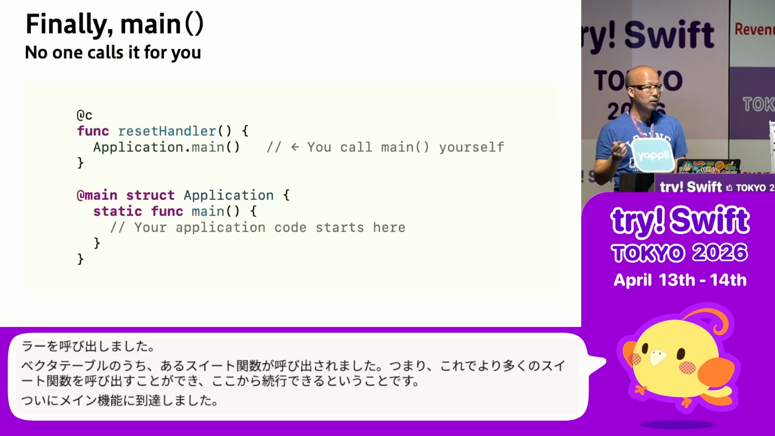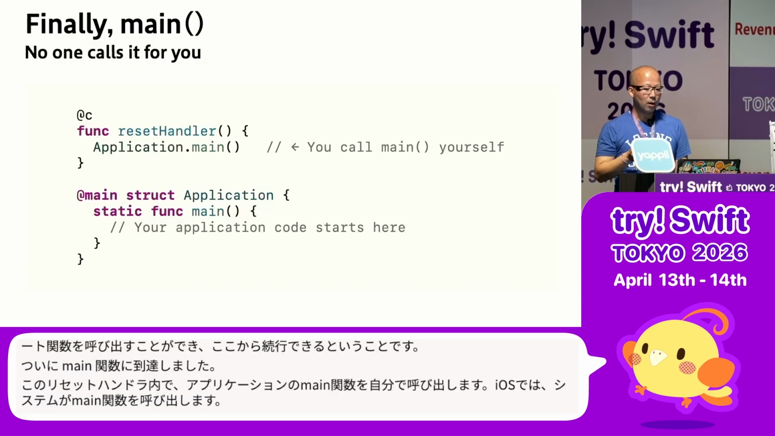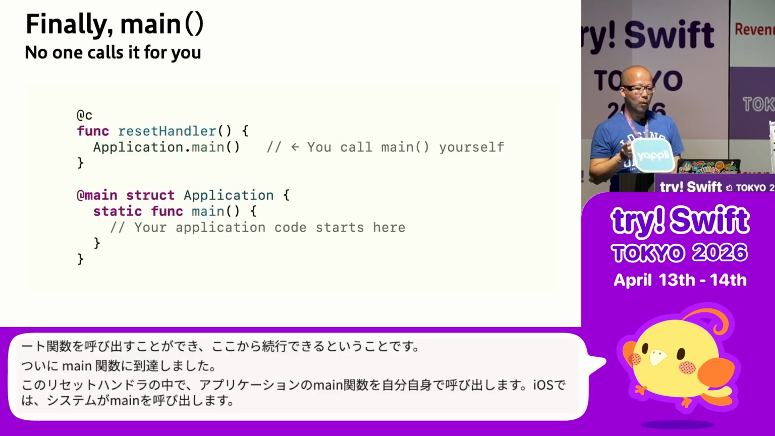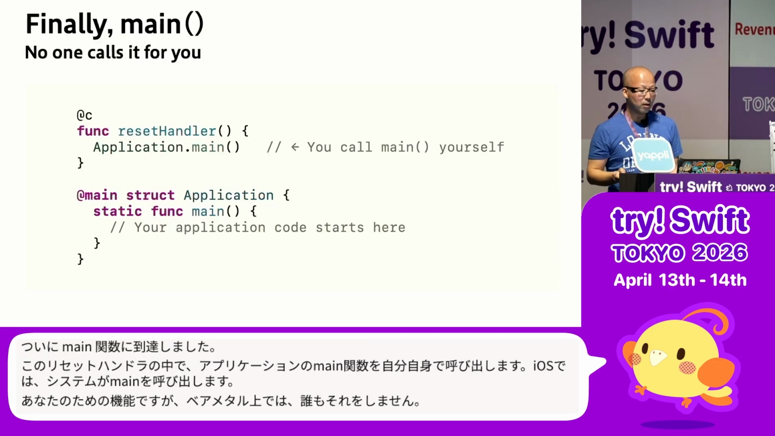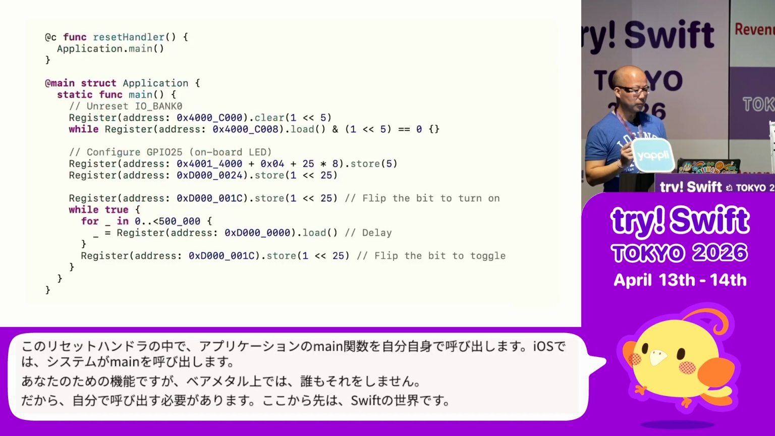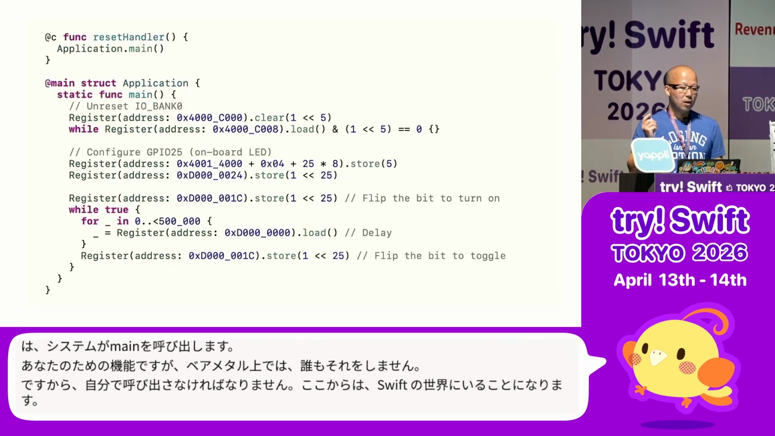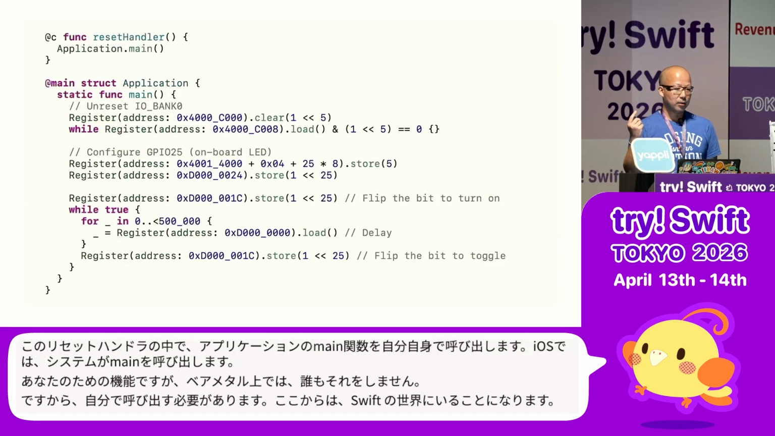Inside this reset handler, you call the application main function yourself. In iOS, the system calls the main function for you, but on bare metal, no one does that, so you have to call it yourself. From here on, you are in the Swift world. Let's write some code inside the main function.